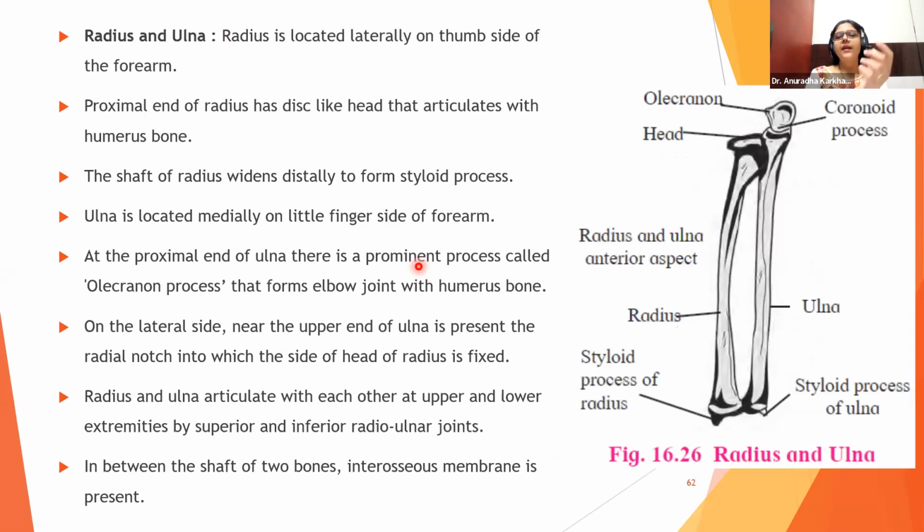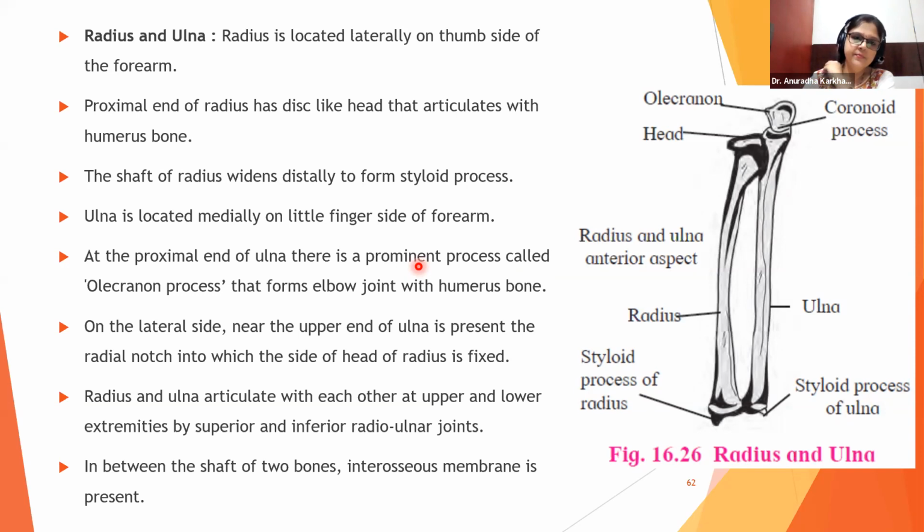Radius and ulna. Radius is located laterally on the thumb side of the forearm. So where your thumb is, this is your thumb, the bone on this side, look for yourself. The way I am holding my hand, just try to hold it. You can easily feel on the opposite side two bones. You can feel the two bones. Right. So the one which is towards the thumb region, that is going to be the ulna, and the little finger side one is going to be the radius. I said it the wrong way round: the radius is on the thumb region side and the ulna is on the little finger side.